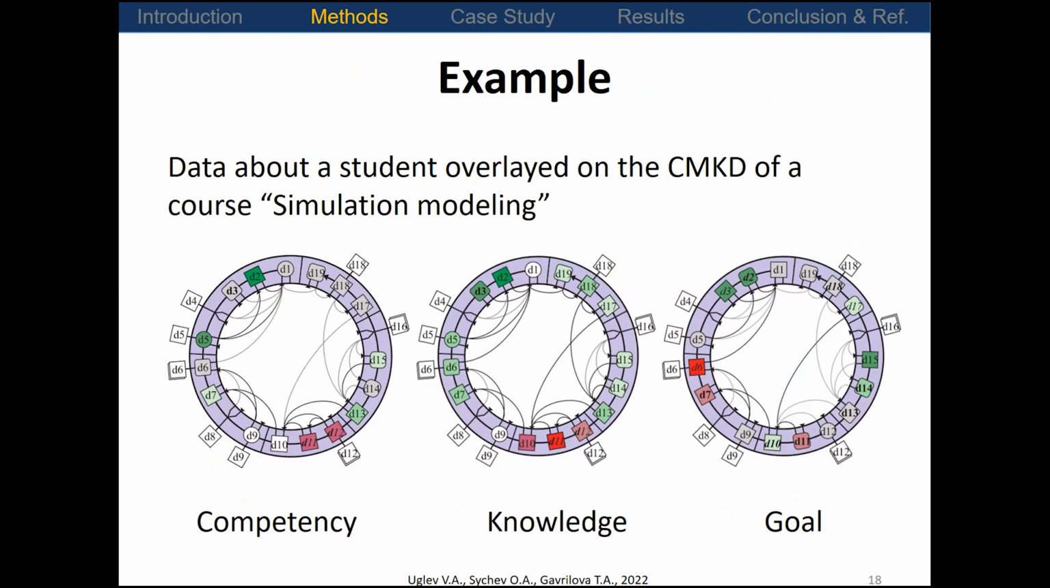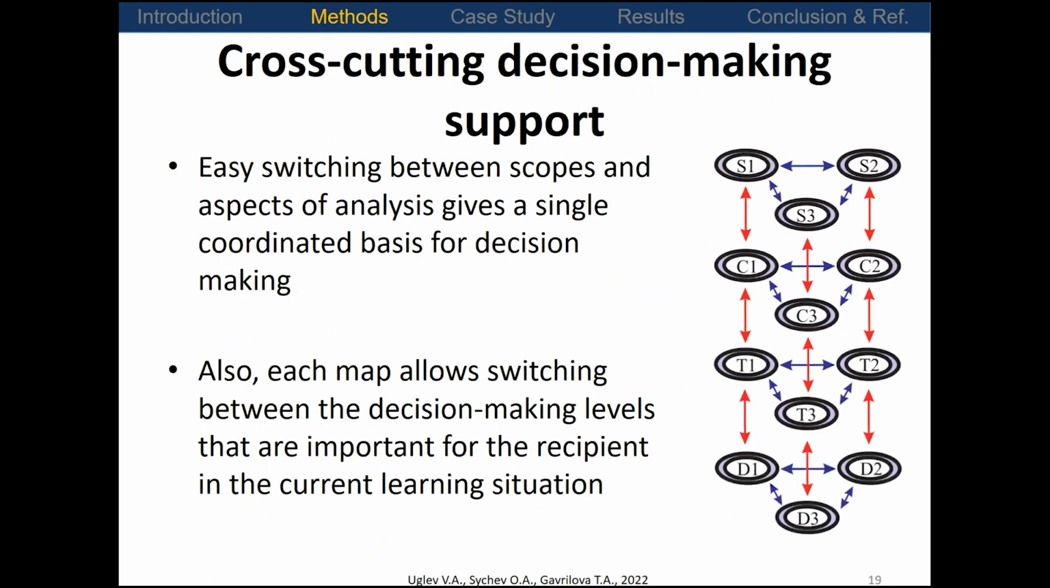The slide shows the diagram for cross-cutting decision-making support. Easy switching between scopes and aspects of analysis is given by a single coordinate basis for decision making. Also, each map allows switching between the decision-making levels that are important for the recipient of the current learning situation.